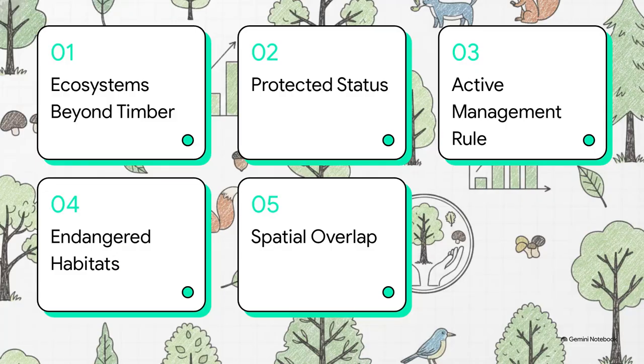So here's our roadmap for today. We're taking a bit of a Venn diagram approach. We'll start broad with ecosystems beyond the timber, then define protected conservation status, look at the active management rule, track endangered species habitats, and finally, bring it all together by measuring the spatial overlap.